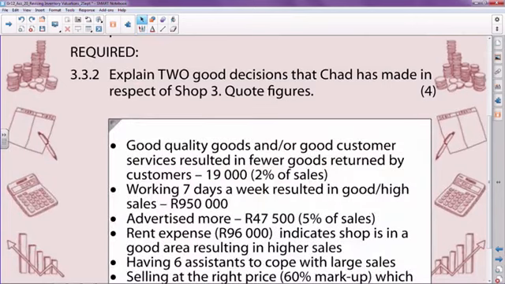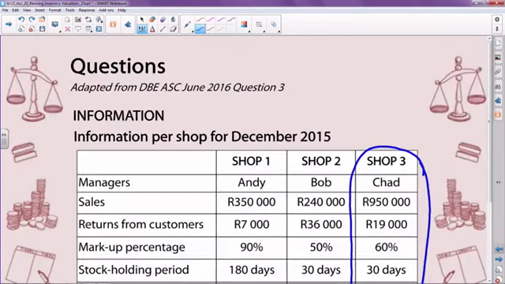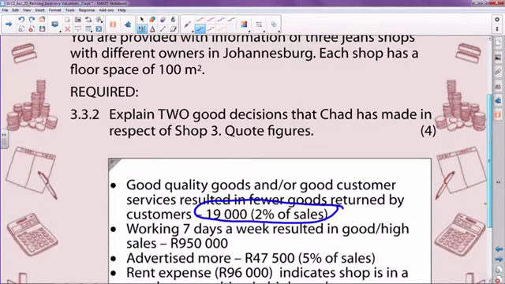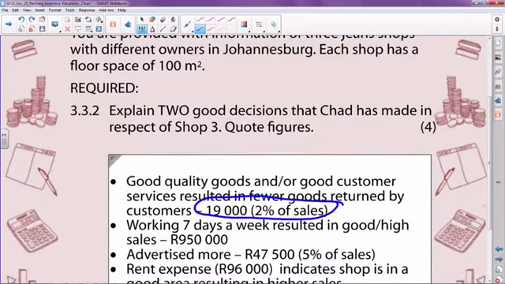One, a good quality of goods or good customer services resulted in fewer goods being returned. Only 2% of your sales. So we're saying that of the total sales, 19,000 Rand was returned. Let's identify it. Clearly you can see total sales of 950,000, the returns were only 19,000. So only 2%. So you're selling good quality goods and good customer services.